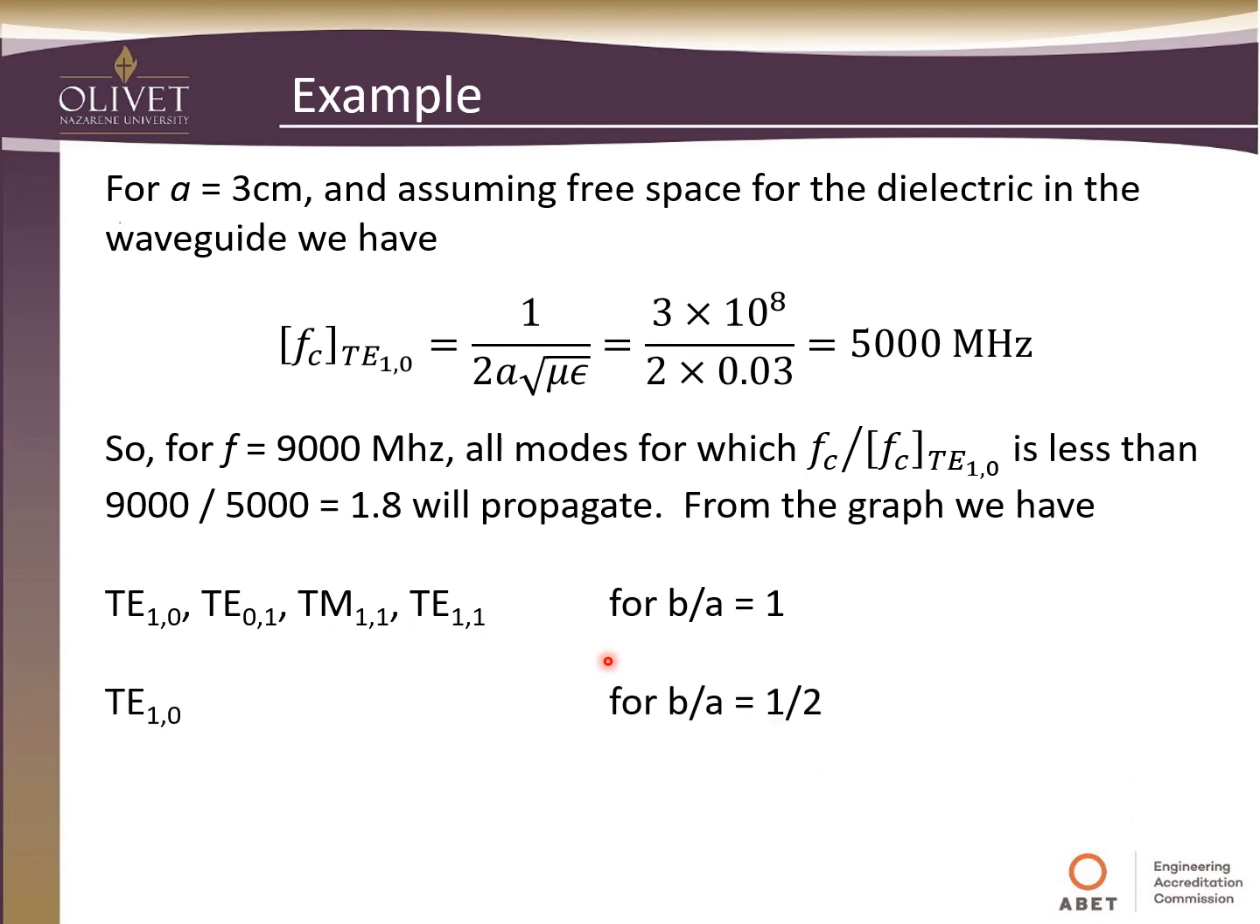Looking back on that graph, for the condition where B over A is equal to 1 over 2, this only happens for the dominant mode. We don't get up to the next mode before we hit the 900 megahertz. Same thing for 1 over 3. So this is how that works. This is how you can determine which modes are going to propagate.